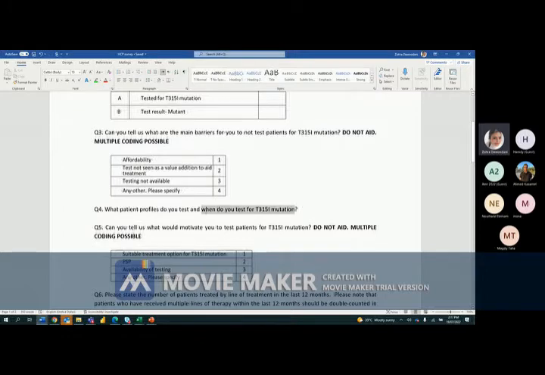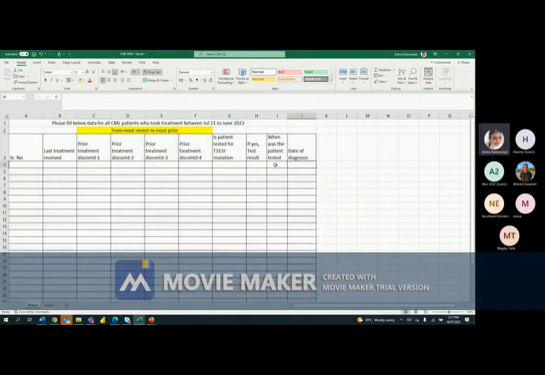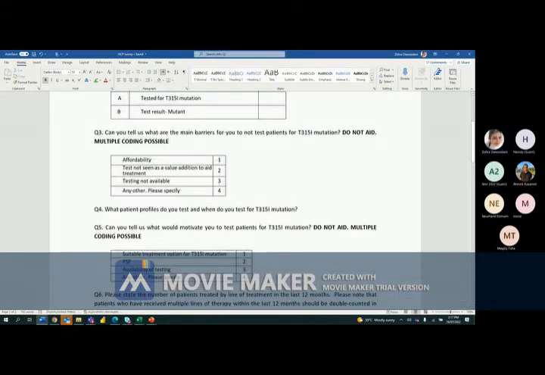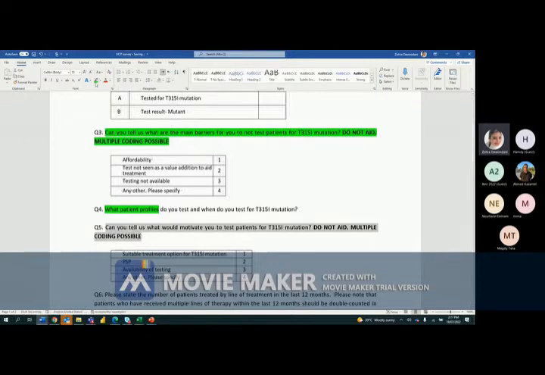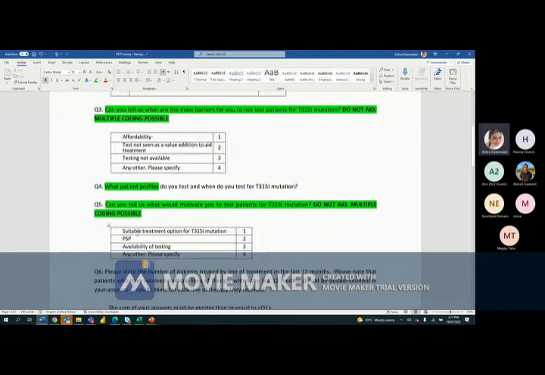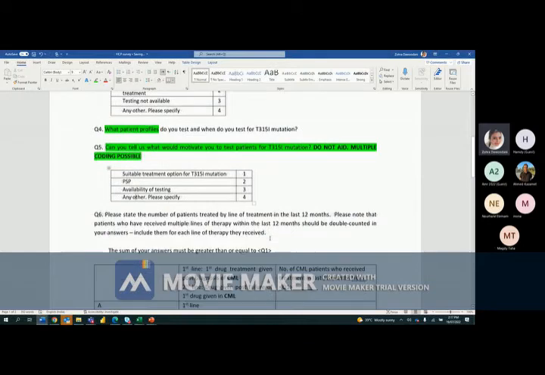So when do you test? We will already know over here because we know whether the patient is being tested at diagnosis or during line 1, line 2, line 3, line 4. So only we would like to know about what are the patient profiles. If you are not doing the detailed MSS, then these two and this one. Can you tell us what would motivate you to test the patient for the mutation, suitable treatment option, or PSP, or availability of testing, or any other?